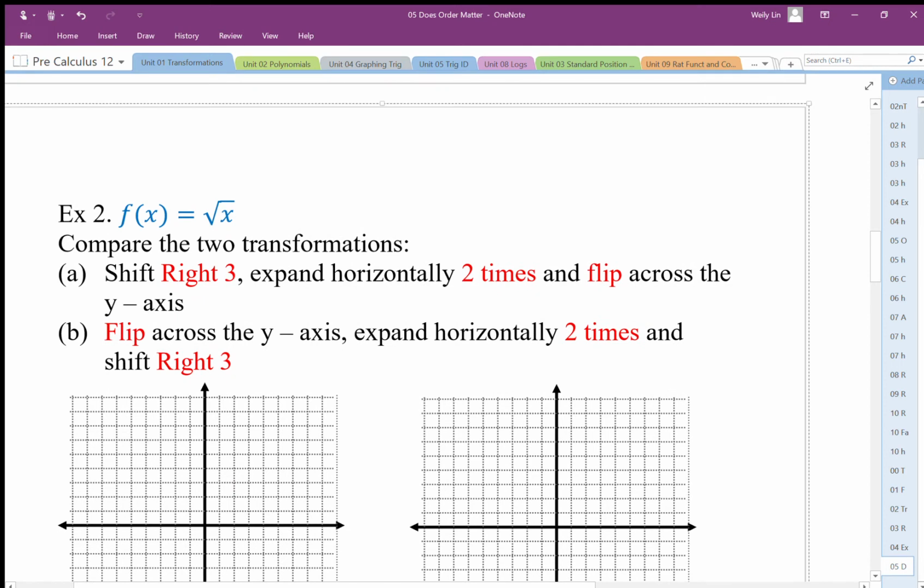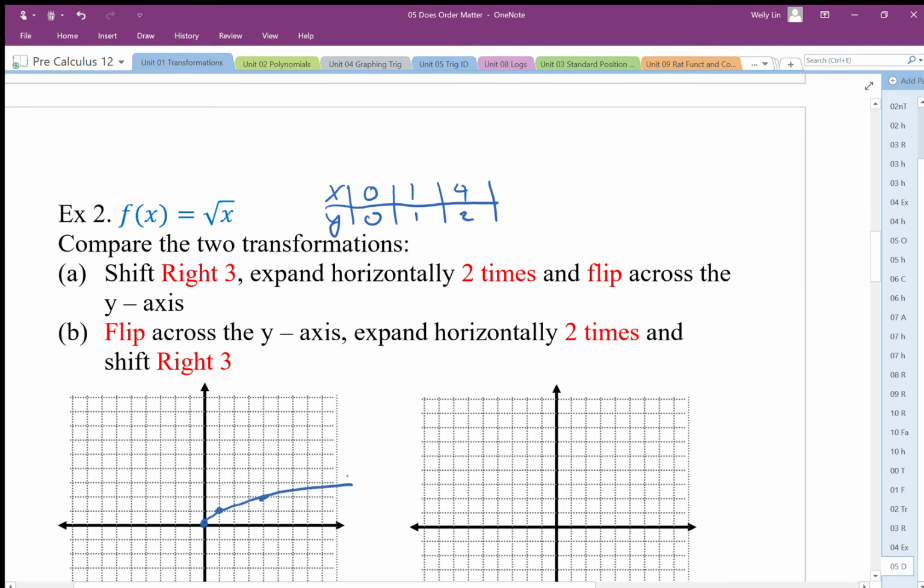So here's my original function. It's my square root function. I'm just going to make a table of values up here. X, Y: 0, 0; 1, 1; 4, 2; and let's do 9, 3. I don't know if I'm going to fit that on there. So let's just do those first 3 points. We're going to graph those 3 points, and my original function is going to look like this.